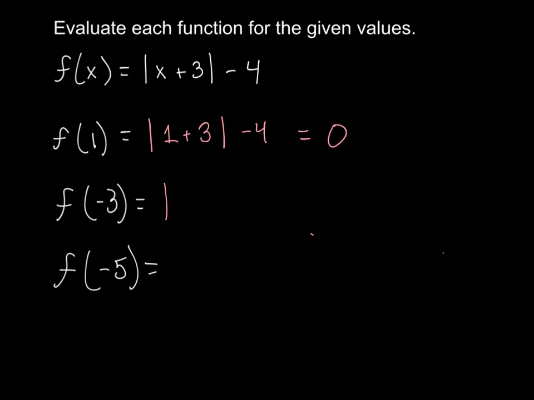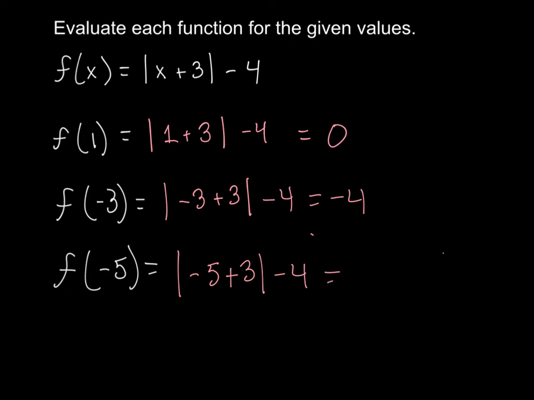And then we'll do the same thing for negative 3. Now be careful when you have a negative in here, you solve before you do the absolute value. So negative 3 plus 3 is 0. The absolute value is still 0. Minus 4 would be negative 4. Then we'll do it with negative 5. Negative 5 plus 3 is negative 2. The absolute value is 2. Minus 4 would equal negative 2.